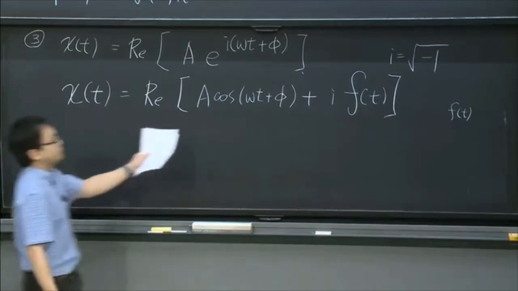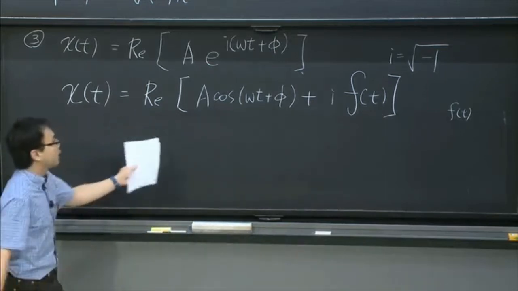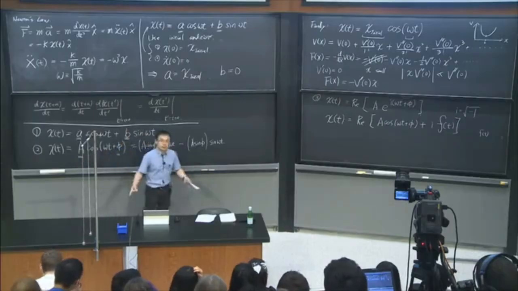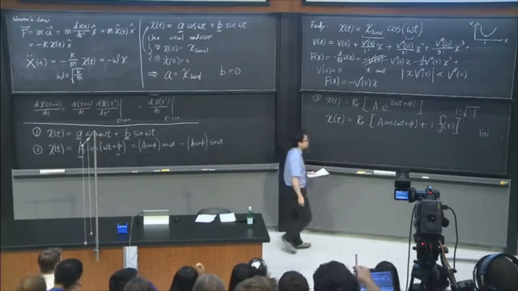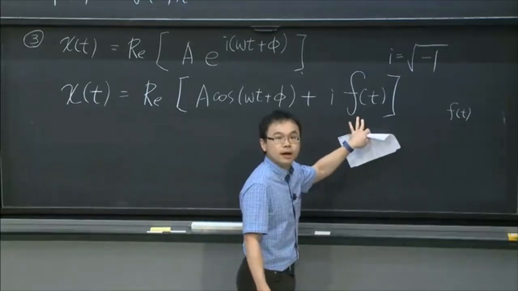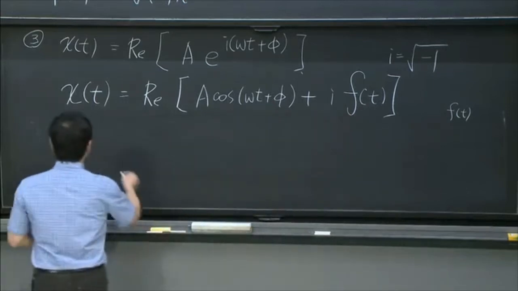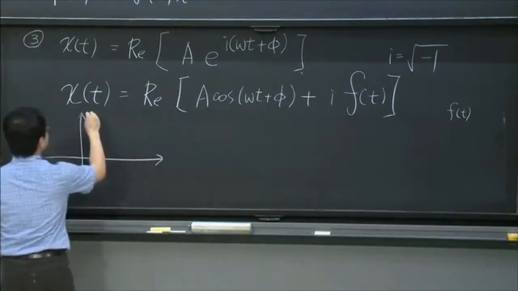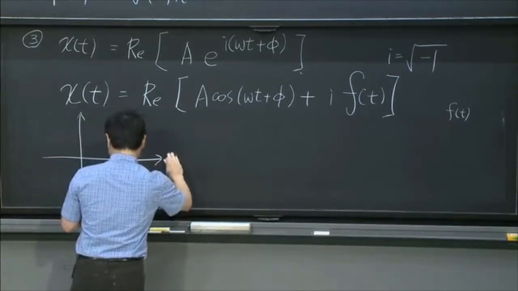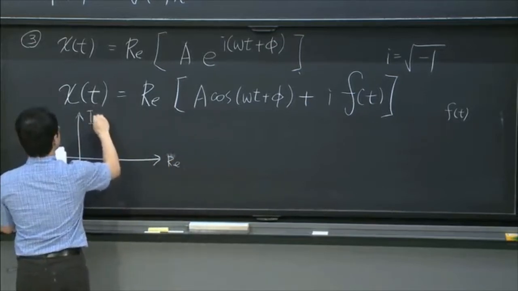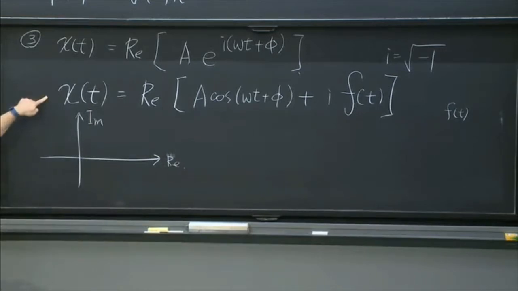Because if I now have this function, I take a real part, and then I actually take the imaginary part out of this operation, right? So f of t is actually a real function. It can be something arbitrary. And I can now plot the locus of this function, this solution, on the complex plane. Okay? Now I'm plotting this solution on this complex plane.